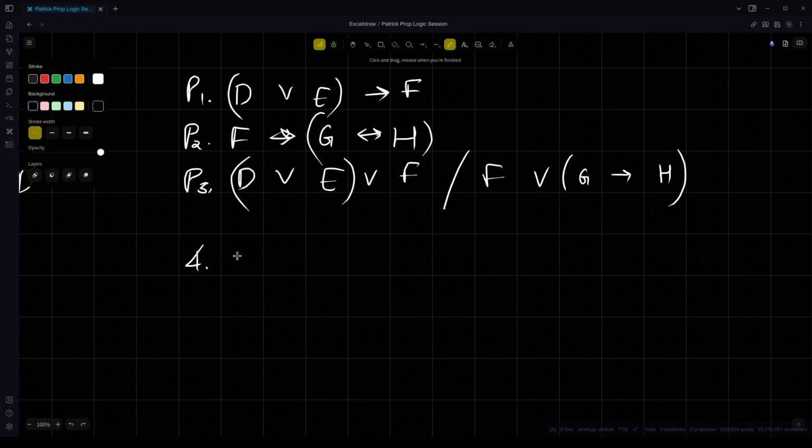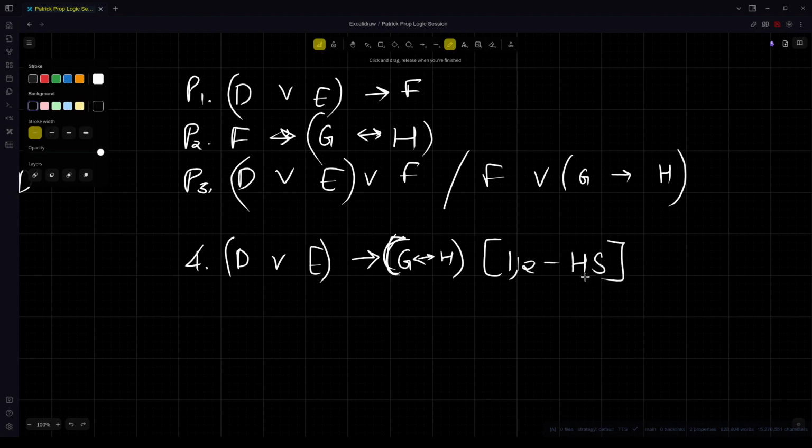So what will this be? If I remember correctly, we have in brackets D or E implies G, or G by conditional H. Is that correct? Yes. What's the rule? What was the one? Hypothetical syllogism. HS. Okay.